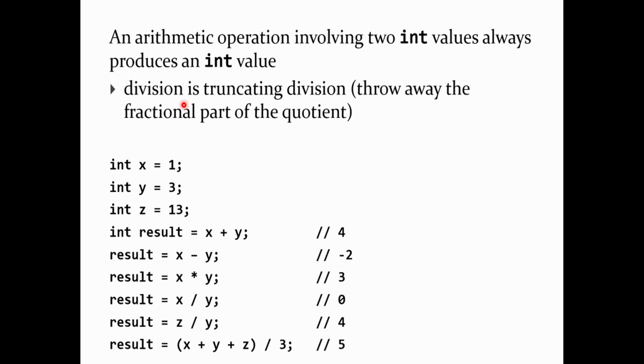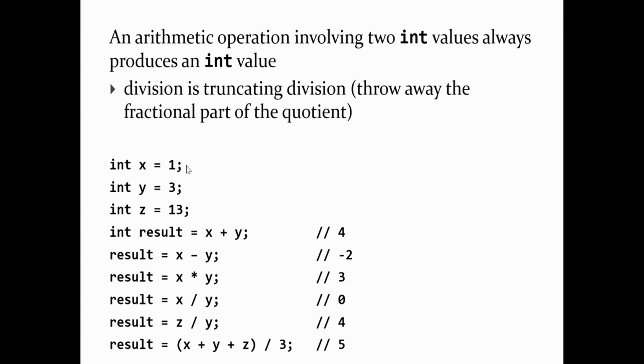That includes division, which is different from Python. So in Python, if you write 1 divided by 2, you get 0.5. In Java, you get 0. So in Java, int division is defined as throwing away the fractional part of the quotient. So 1 divided by 2 is 0.5. Throw away the 0.5, you get 0. And that's the way that int division is defined. It's also the way that int division is defined in languages like C and C++.